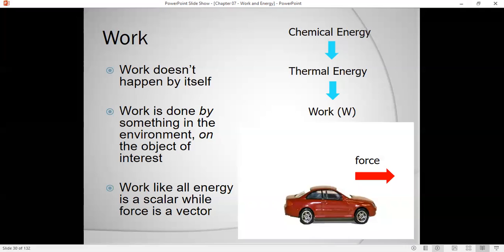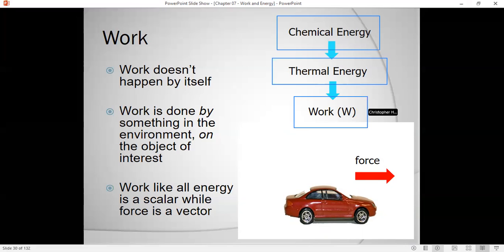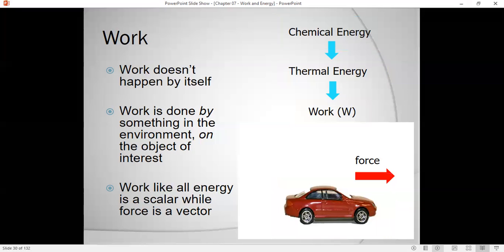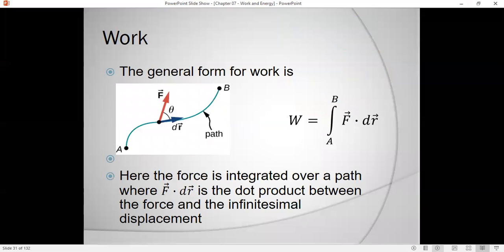And work doesn't happen by itself. Work is done by something in the environment on the object of interest. For instance, a car. We take the chemical energy from the combustion of gasoline and air. This creates thermal energy, which then causes the gas inside the cylinders to expand. They then do work on the engine. The engine then does work on the wheels. The wheels do work on the road, and our car goes forward as it applies a force on the road to propel itself. So again, work is energy added to a system, mechanical energy added to a system.